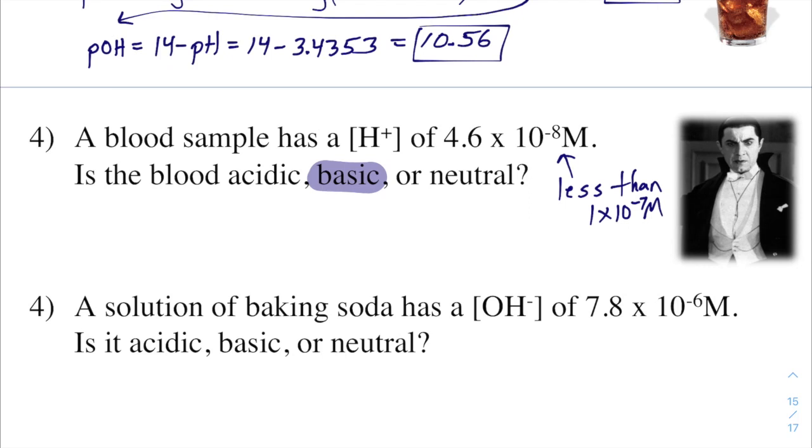But if you wanted to calculate it for sure, you just have to find the pH, right? So pH is negative log of 4.6 times 10 to the negative 8th.